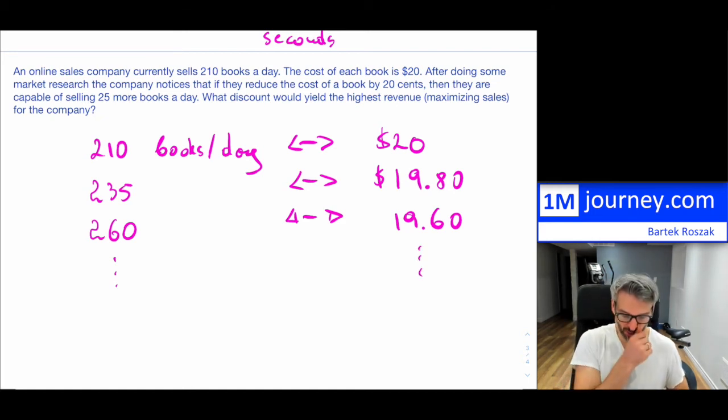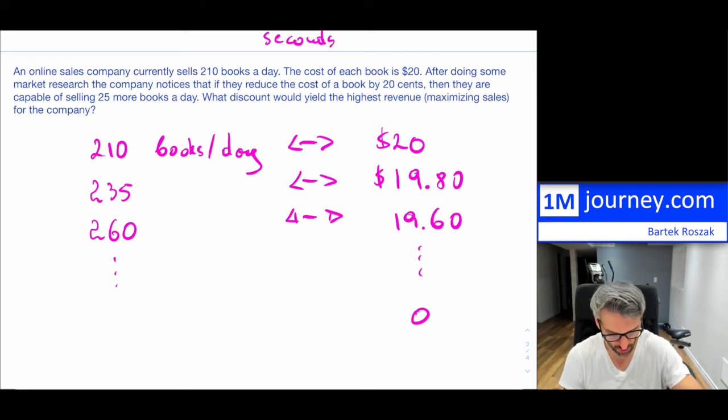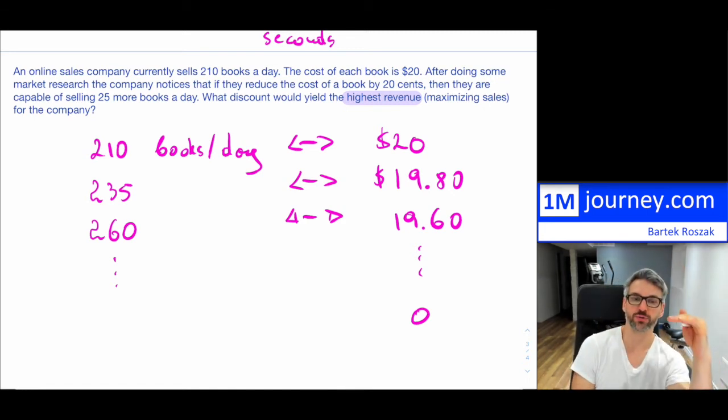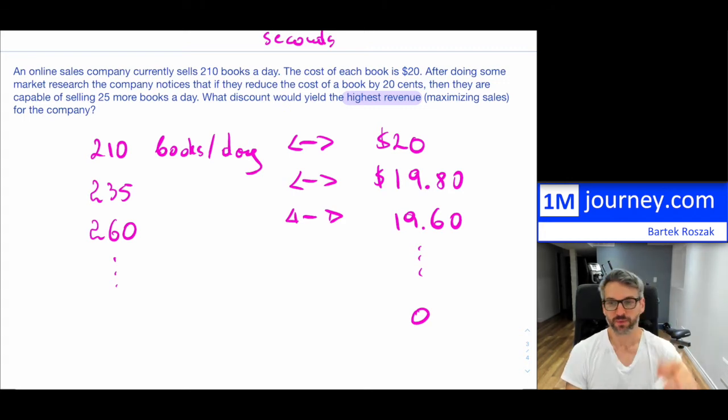Now, you eventually don't want to be giving the books for free, right? So the minimum price here is 0. If you decrease it all the way to 0, then you're pretty much just giving these books away for free, so you're not making any money. But what you want is the highest revenue. So you want to know how far you can reduce this so that it gives you the most amount of revenue.